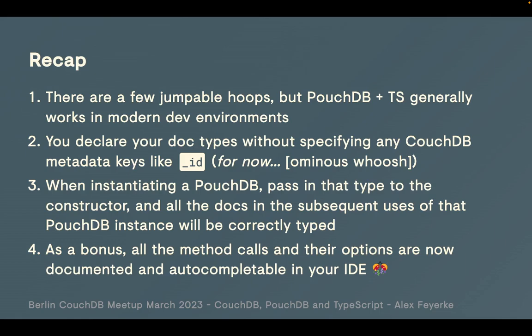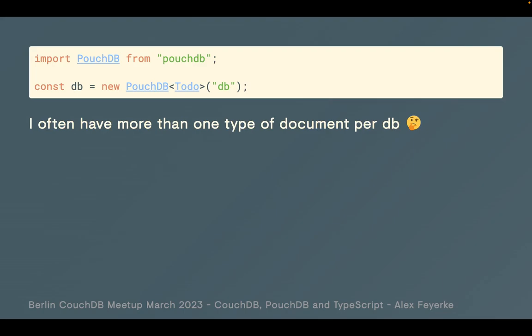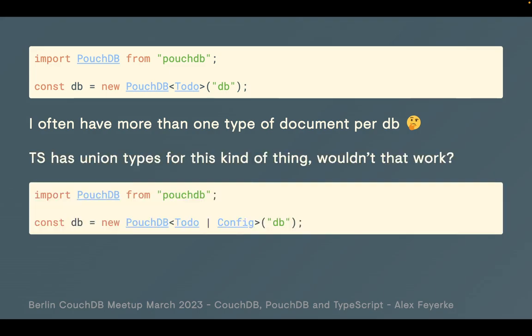That's all very great. So let's get back to my complaint from earlier. I often have more than one type of document per database. Right, so TypeScript has union types for this kind of thing. So wouldn't this work, where I just add two types to the PouchDB constructor, to do or config?